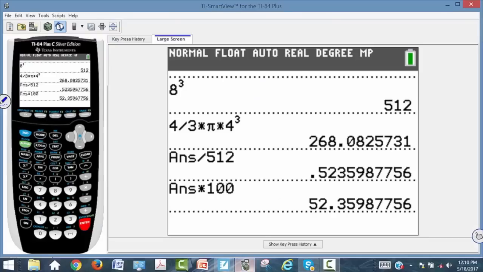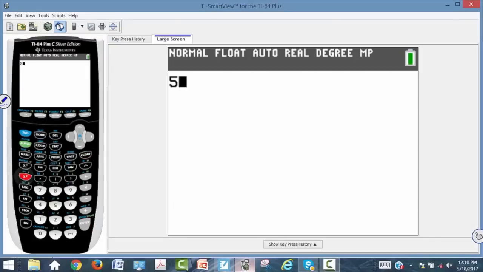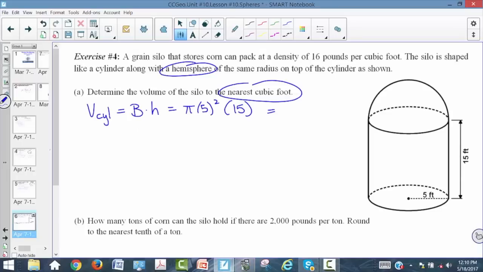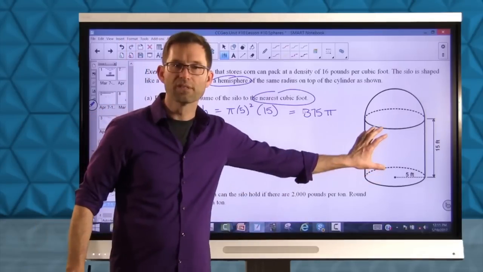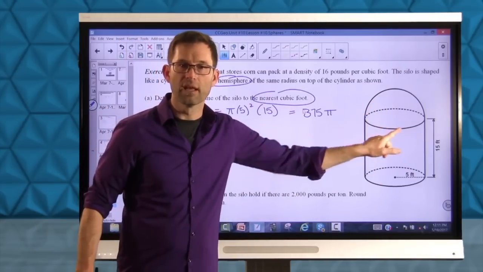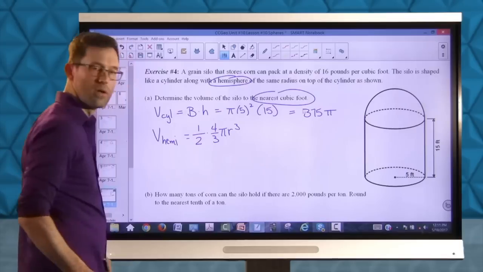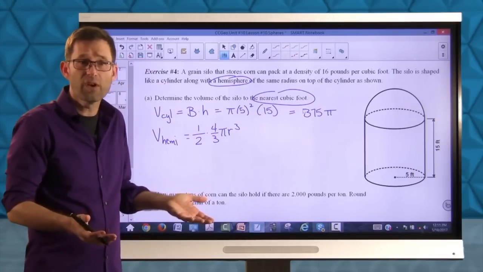If we want to leave it in terms of pi, you'd have the 5 squared times 15, so it would be 375 pi. Or you can multiply it by pi now. I'm going to leave it as 375 pi. So that's the volume just contained within the cylinder. Now I have to have the volume contained within the hemisphere. So the volume of the hemi is going to be 1/2 times 4/3 pi r cubed. The 1/2 is simply sitting there because it's half of a sphere.